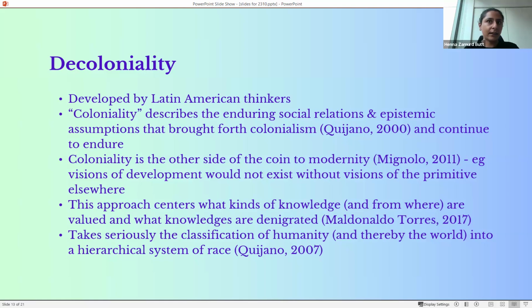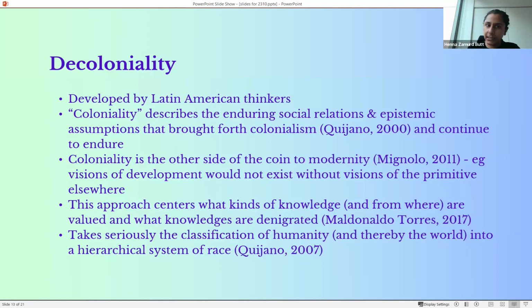And actually, we see that playing out in the map that I showed you of Chicago as well. So coloniality is important to consider, and I find this helpful, it's the other side of the coin to modernity. And so if we think of modernity as the values of rationality, of progress, of individualism, coloniality is the other side to that. And you can't have modernity without coloniality. So you can't have visions of development and European society being civilized if you don't have a vision of other societies not being civilized.